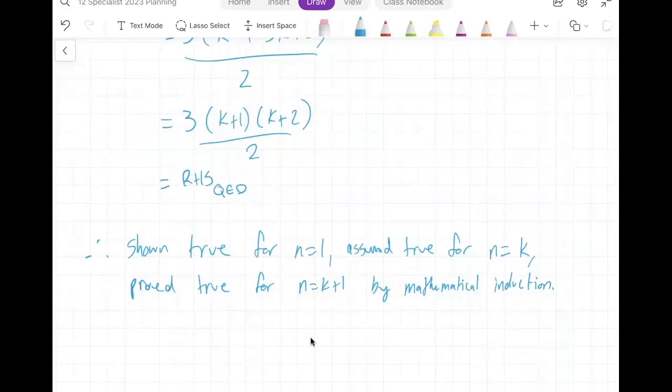To make my final statement: therefore, shown true for n equals 1, assume true for n equals k, and prove true for n equals k plus 1 by mathematical induction.